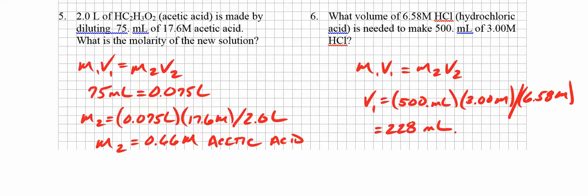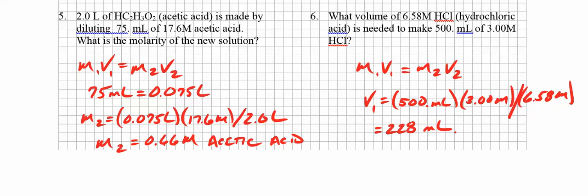Number 5 says 2.0 liters of acetic acid is made by diluting 75 milliliters of 17.6 molar acetic acid. What is the molarity of the new solution? So we have M1V1 is equal to M2V2. It's just a matter of plugging things in, but let's convert the milliliters to liters because remember molarity is moles per liter, not moles per milliliter. To get to liters, we're going to just divide by 1,000. We have 75 divided by 1,000 is 0.075 liters. Let's plug in.